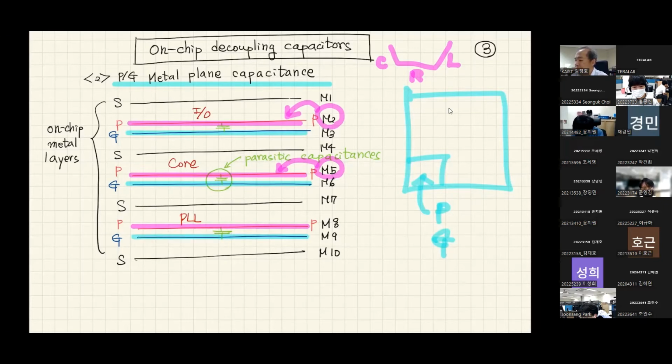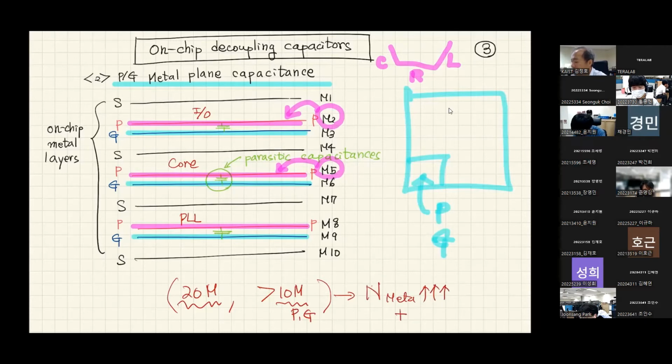So let's assume that you have 20 metal layers for your high performance silicon chips. Probably more than 10 metal layers may be used for power and ground in the near future. Probably because of that, the number of metal layers in the silicon chip will increase more and more. Another trend is that we're going to use more and more TSVs. All this design complexity and cost come from the signal integrity requirement.